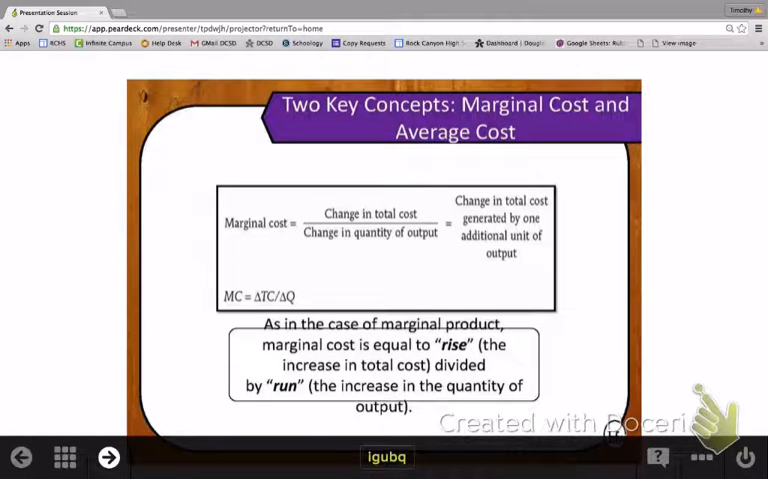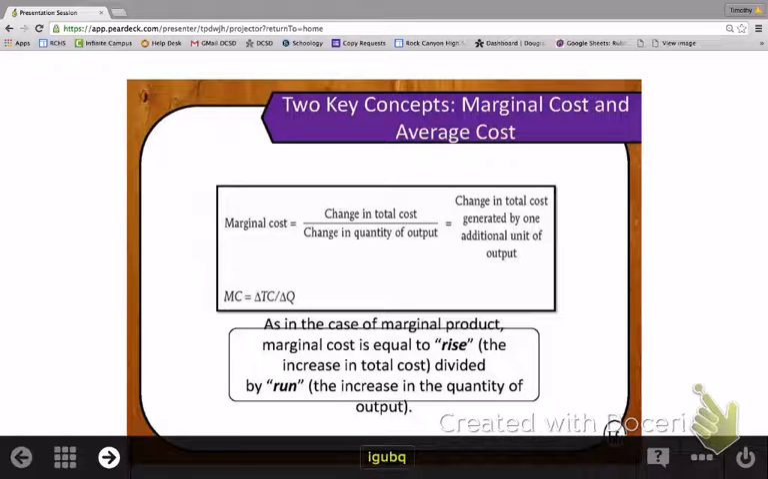So the production function gives us cost functions and total cost curves. And some very interesting and useful concepts are derived from the total cost functions. Two key concepts that we're going to look at are marginal cost and average cost.